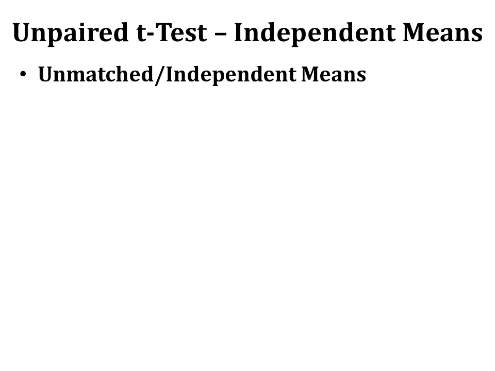Today we are going to discuss the unpaired t-test, or the t-test for independent means. In the previous lecture, we discussed the general null hypothesis and the alternate hypothesis for the comparison of the mean values: if we are interested in comparing the mean values of the two groups or the two populations, then what is our general null hypothesis and our general alternate hypothesis.